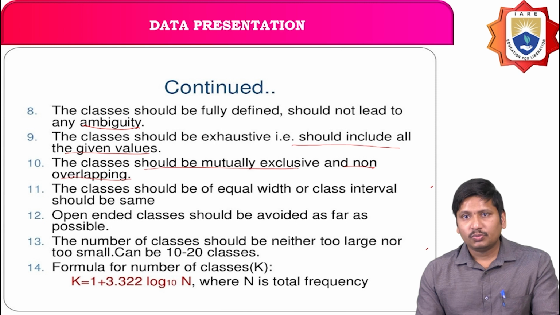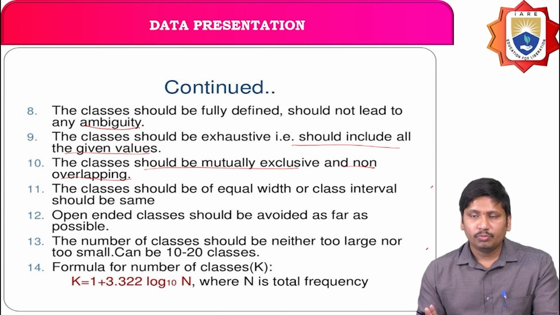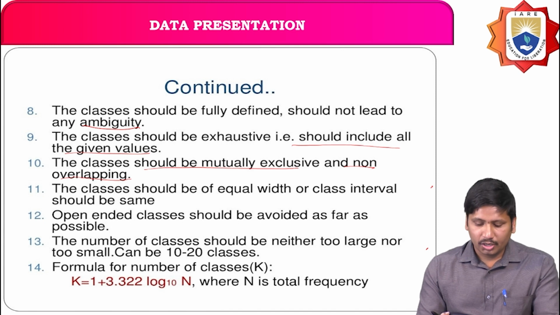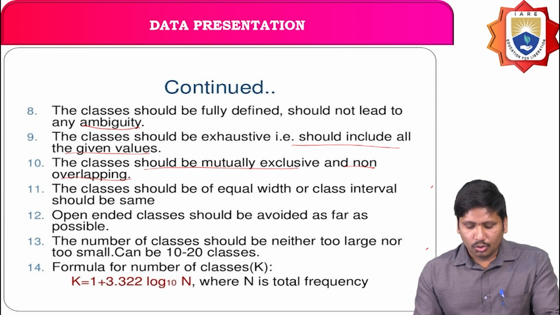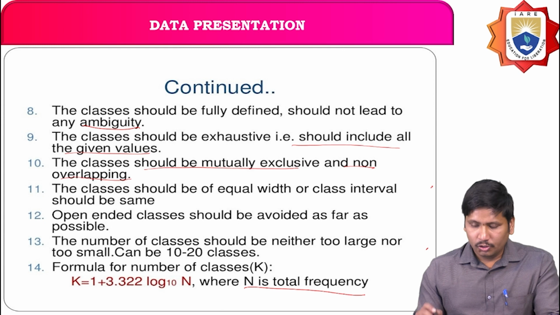Next, the number of classes we define should be neither too large nor too small. That means fewer than 10 classes is not entertained, and greater than 20 is also not entertained. So a number of classes between 10 and 20 is very good for a particular application. The formula for the number of classes is k equals 1 plus 3.322 log n to base 10, where n is the total frequency.